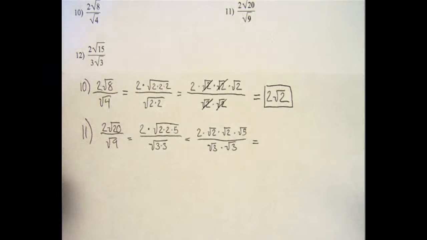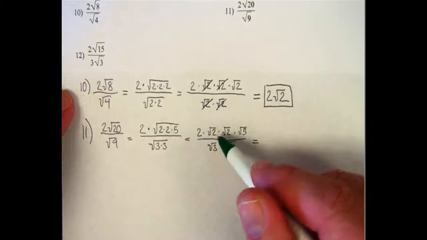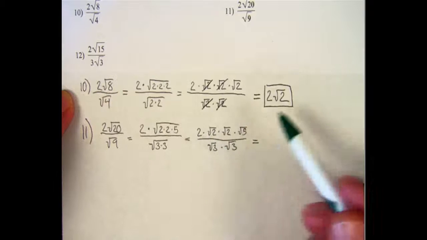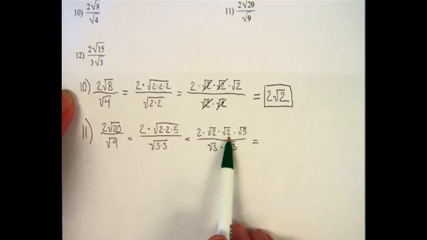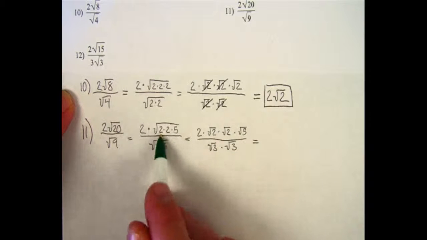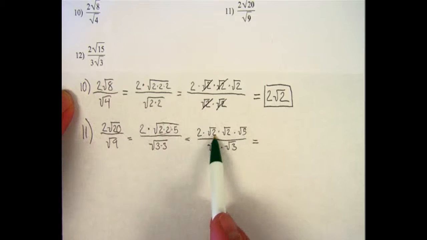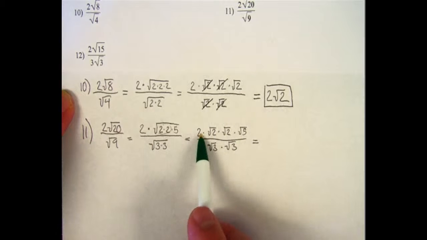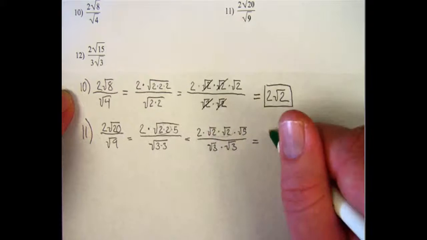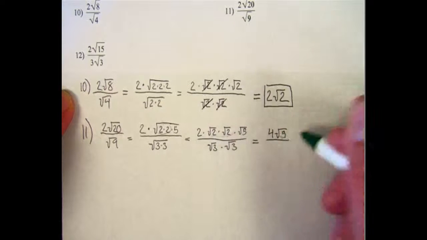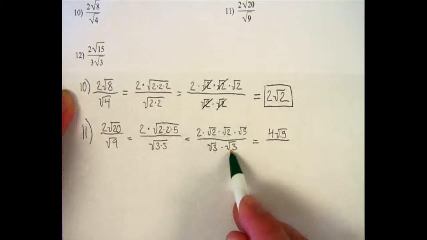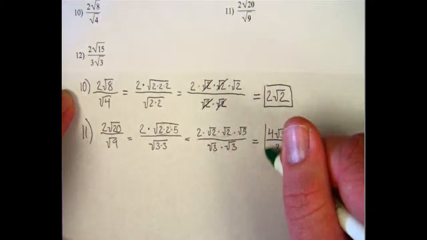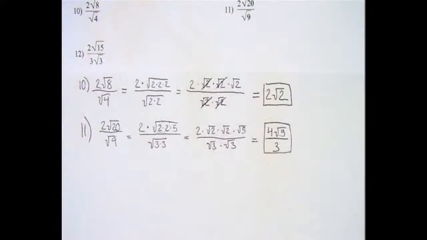So really, all I can do is put this back together. If I take 2 times the square root of 2 times the square root of 2, check that out: it's the square root of 2 times the square root of 2, which is just 2. It's like over here where we pulled this one out. So when I multiply this together, I get 2 times 2, which is 4, times the square root of 5, over the square root of 3 times the square root of 3. That's the same as the square root of 3 squared, so that's just 3. And when I put it back together, I get that.